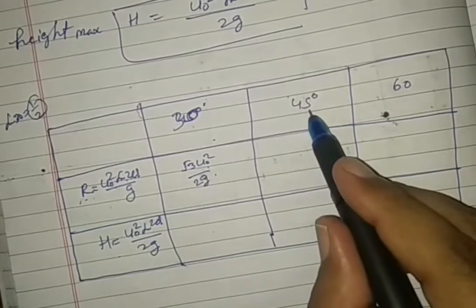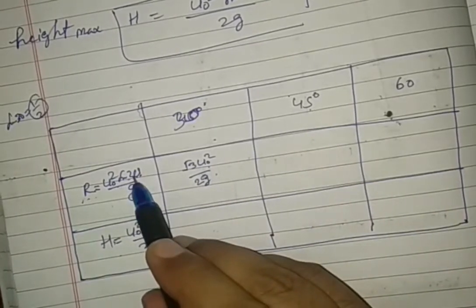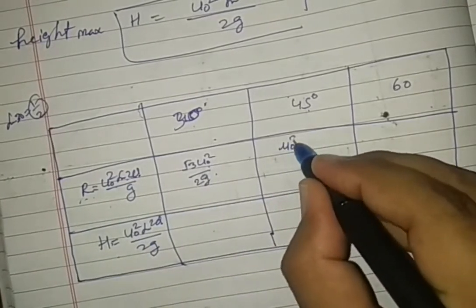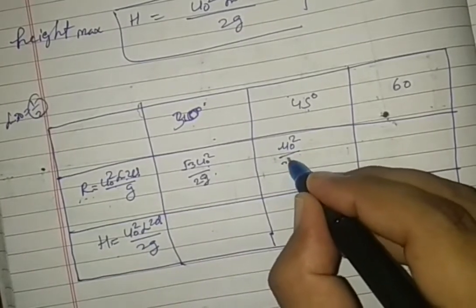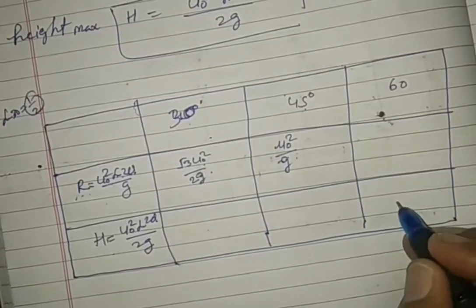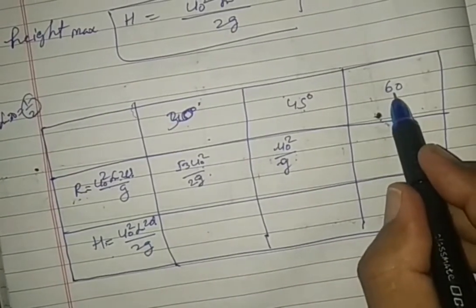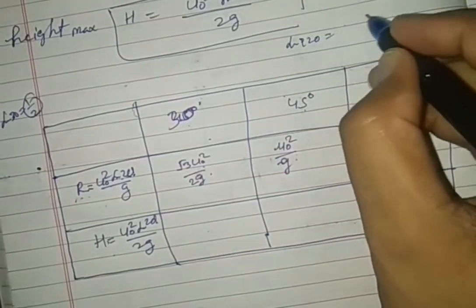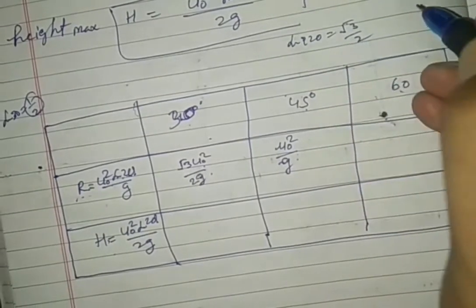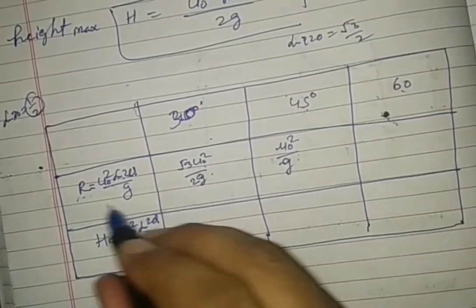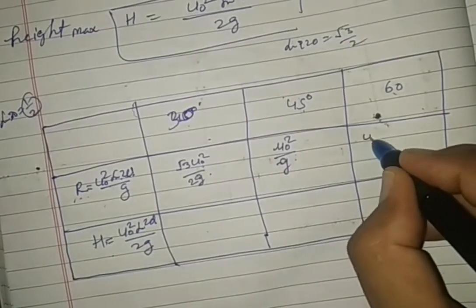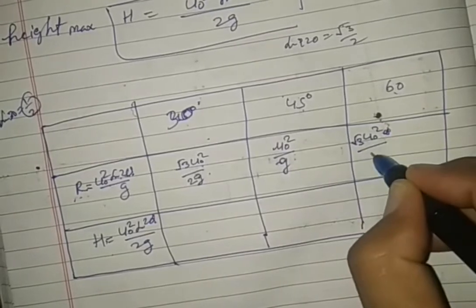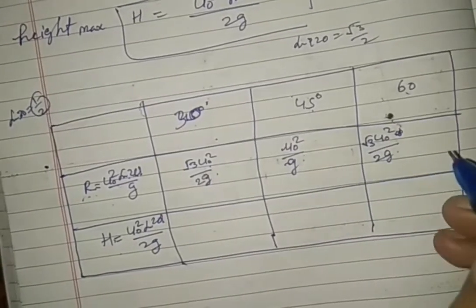This range is at 45 degree. So 45 becomes 90 here. Sin 90 is 1. Then it becomes u naught square by g only. And when it is 60, 2 theta becomes 120 degree, and sin 120 is equal to root 3 by 2 again. So this range formula becomes root 3 u naught square by 2g.